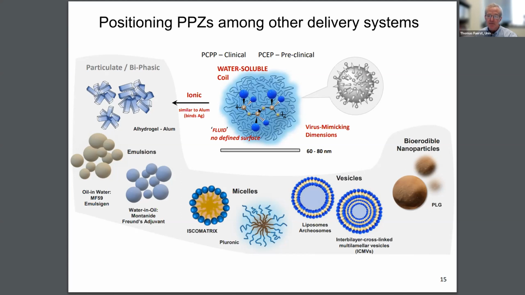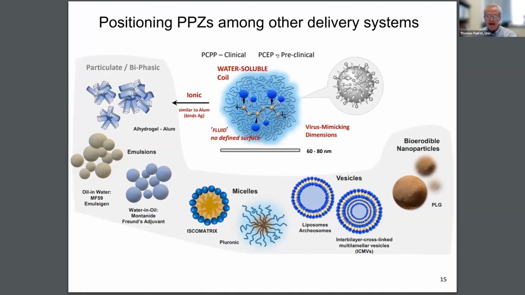They can be made to have virus-mimicking dimensions, and they can self-assemble with antigens, for instance, E1E2, or E1E2 plus CD4, or E1E2 plus peptides, et cetera, and small molecule ligands, unlike other delivery systems. Our lead polyphosphazene adjuvant, PCPP, has been used in multiple clinical studies. A slight derivative, PCEP, is in preclinical development.